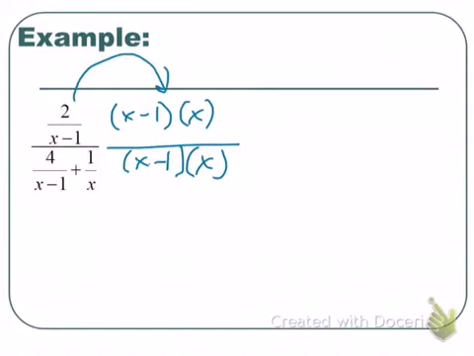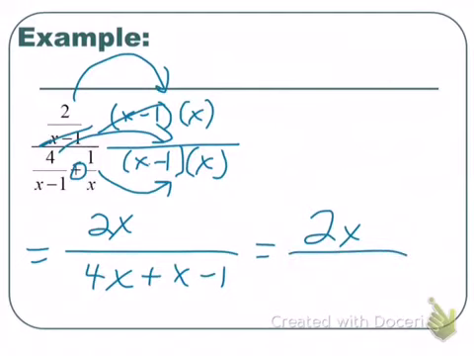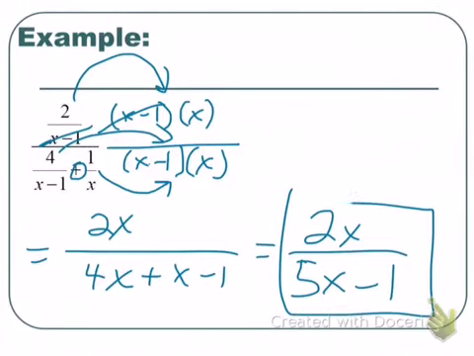All right. When you multiply that, you get the x minus 1's canceling, right? And that leaves us with 2 times x, which is twice x, right? In the bottom, when we multiply this by that, the x minus 1's cancel, and I'm just left with 4 times x, which is 4x. When you multiply this by this, the x's cancel, and we're left with plus, always note the sign, plus x minus 1. Now, the only thing we can do there is combine like terms in the denominator, and that gives us 2x over 5x minus 1. That is our final answer.